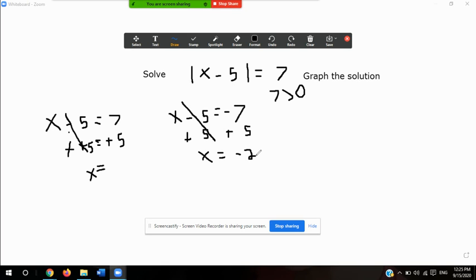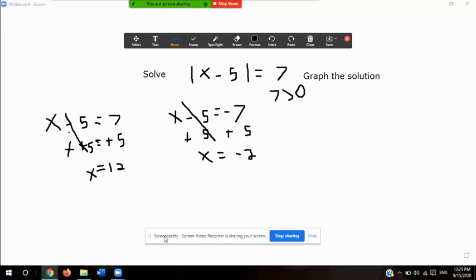So I have two answers. X equals 12, which I did realize I didn't write here, and x equals negative 2. So to graph the solution, it's really simple because we're working with horizontal number lines. So let me see if I can draw the number line here.